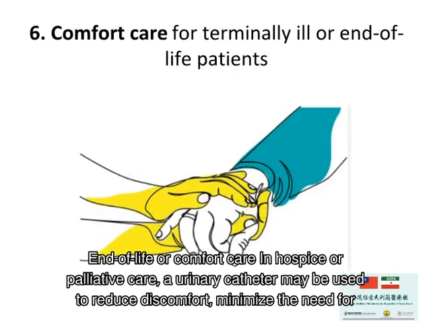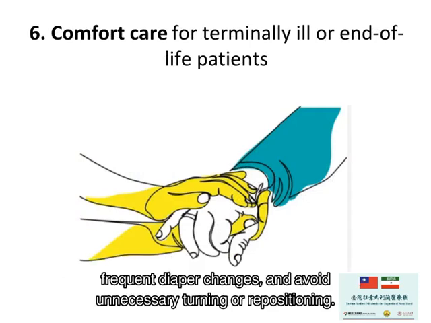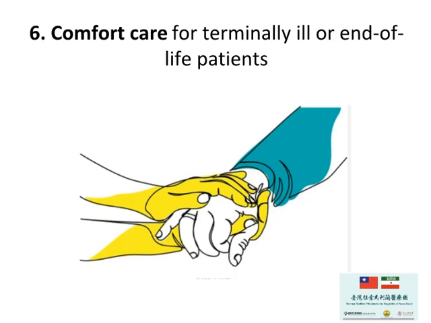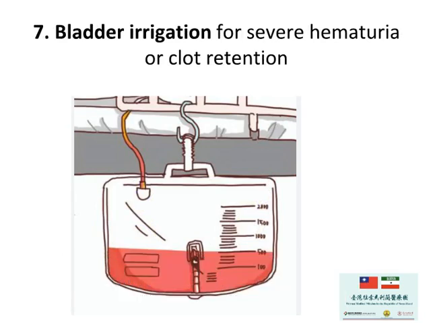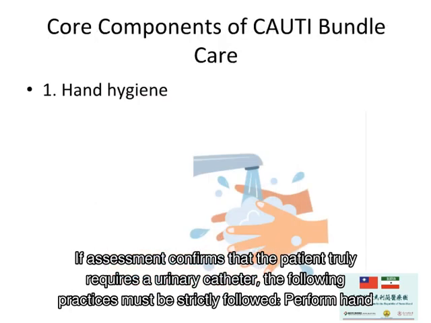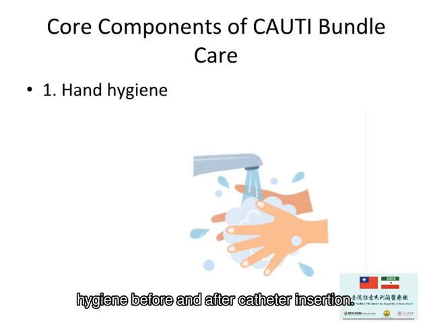End-of-life or comfort care, in hospice or palliative care, a urinary catheter may be used to reduce discomfort, minimize the need for frequent diaper changes, and avoid unnecessary turning or repositioning. When the bladder needs to be washed out, for example, if there is blood in the urine with clots, a catheter is used to flush out the bladder and prevent blockage. If assessment confirms that the patient truly requires a urinary catheter, the following practices must be strictly followed.